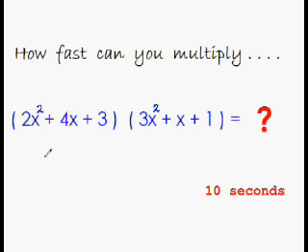The time is up. The correct answer would be 6x raised to the power 4, 2x cube and 12x cube would be 14x cube, and then 2x square, 4x square, 9x square would be 15x square, and this would be 4x and 3x, that is 7x, and the last term would be 3, 1 times 3 is 3. So the answer would be 6x raised to the power 4 plus 14x cube plus 15x square plus 7x plus 3. Now even I'm very eager to check out the answer, so let's see if it's right.